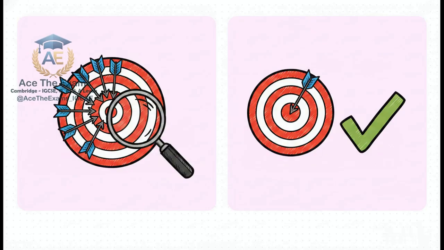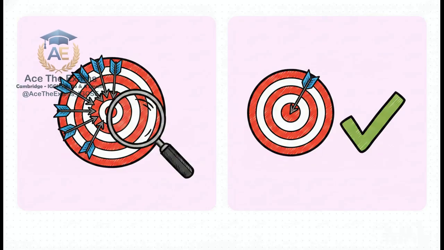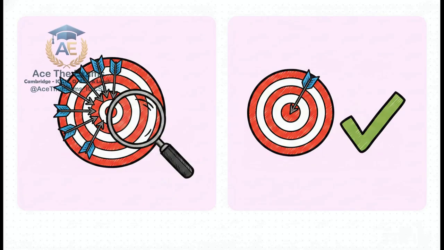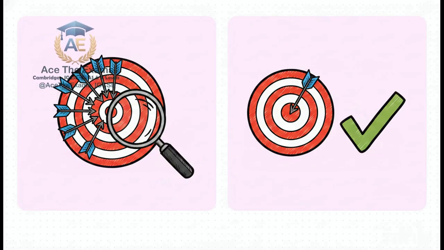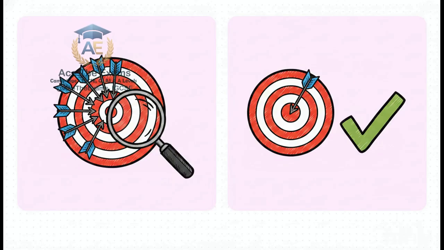Mixing these two up is a surefire way to bleed marks when evaluating your evidence quality. Precision is all about the consistency and exactness of your repeated measurements. Think of it like throwing darts. If you throw 5 darts and they all hit the exact same spot in the bottom corner of the board, you are highly precise. Even though you miss the bullseye entirely, your precision is great.